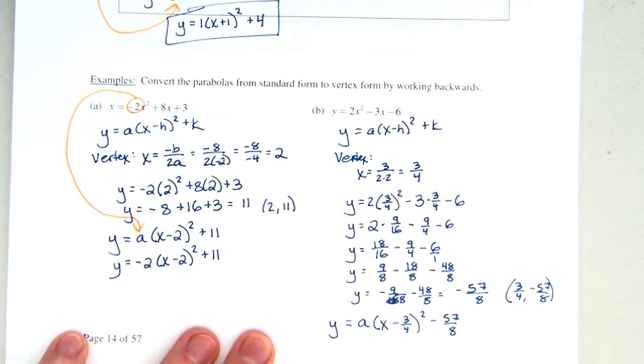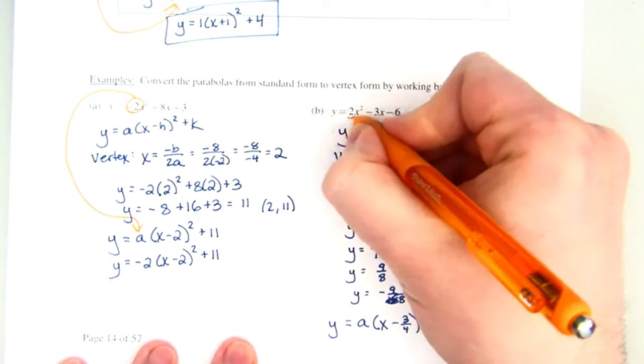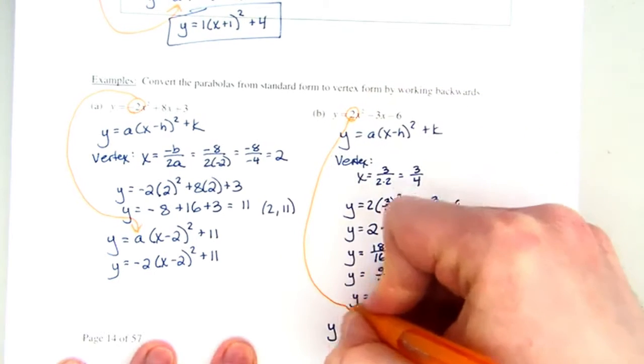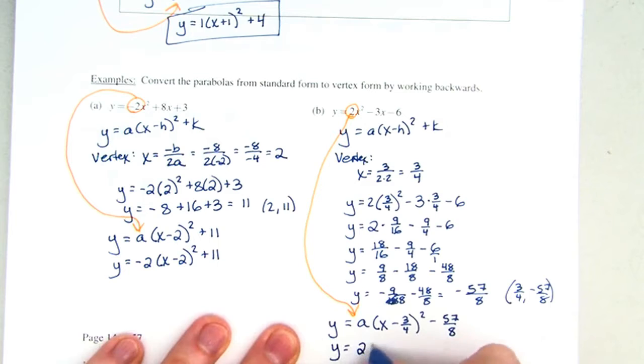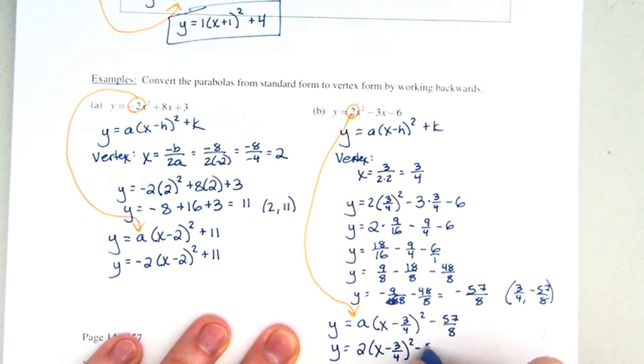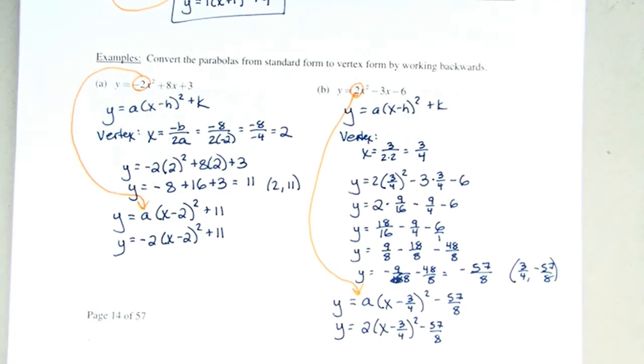Can you tell me what the a value is going to be? A value, remember, same as what we had in standard form. That a value is going to be 2: y equals 2 times x minus 3/4 in parentheses squared minus 57/8. So this is our first method for how we can convert parabolas from standard form to vertex form.